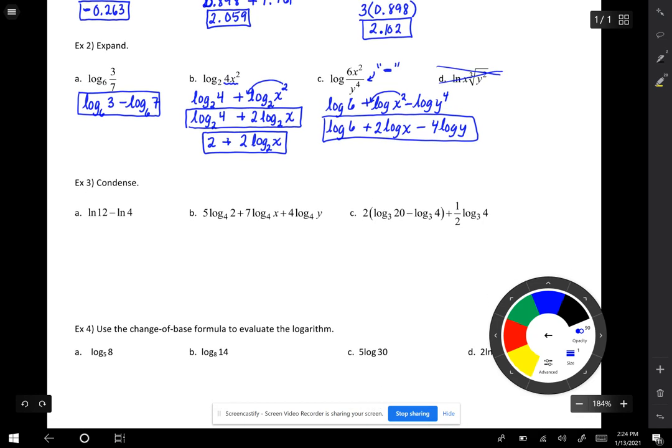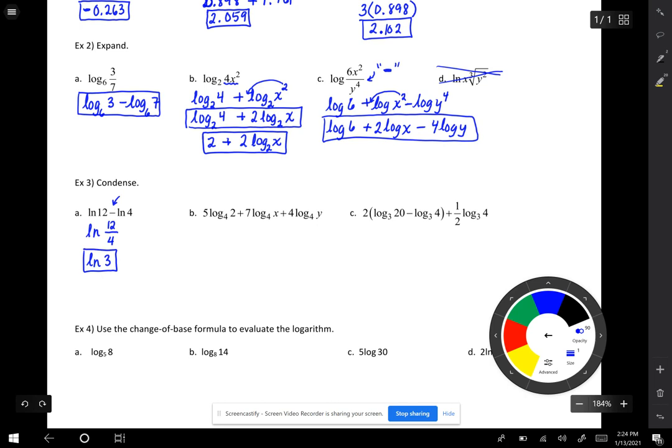Okay, for the next examples, we're going to condense. Condensing logs means you're going from expanded form all the way to one single logarithm. So you see a minus sign, you're going to use the quotient property. So natural log, remember, 12 divided by 4, so that's ln 3.